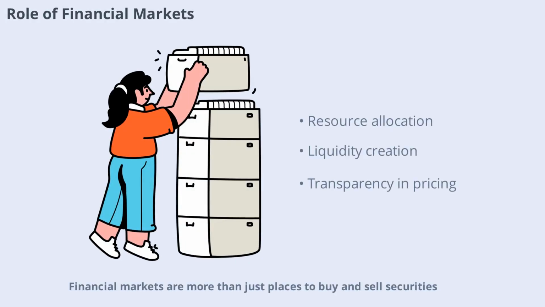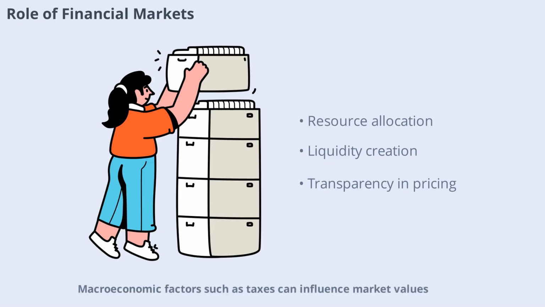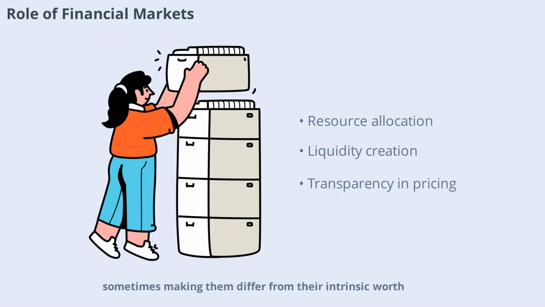Financial markets are more than just places to buy and sell securities. They help economies function smoothly by allocating resources and creating liquidity for businesses. These markets enforce transparency, which helps set fair and efficient prices. Macroeconomic factors such as taxes can influence market values, sometimes making them differ from their intrinsic worth. Major financial markets like the New York Stock Exchange handle trillions of dollars in trades daily, showing their immense scale and importance.